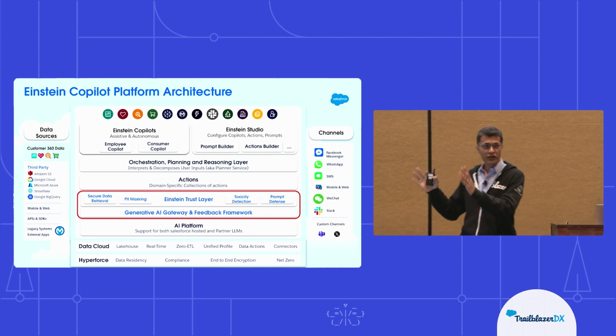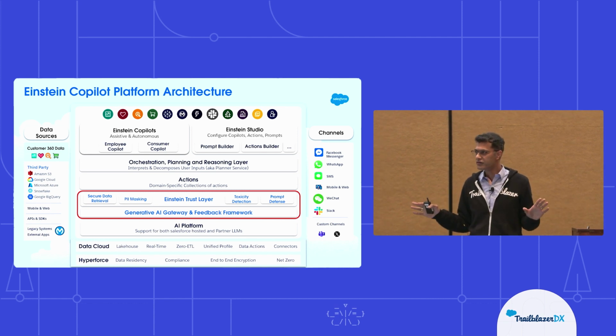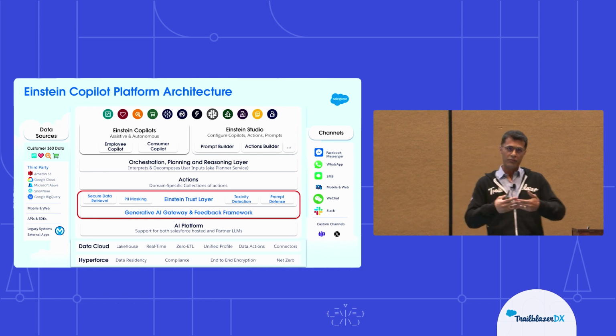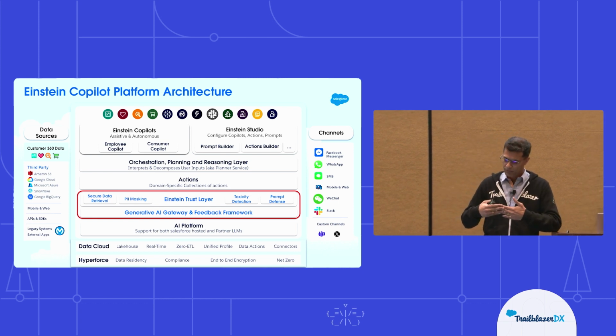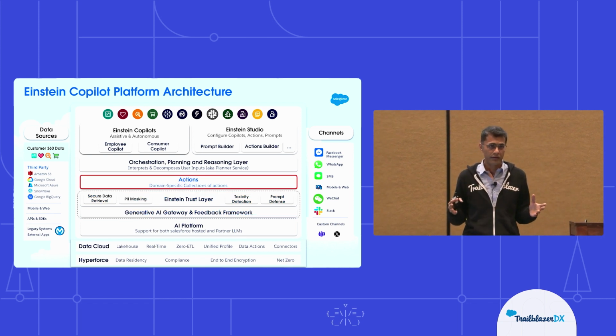OK, so this foundational services layer that you have seen is common to all the generative features, the Sales GPT and the Service GPT. And it also lays the foundation which helps Einstein Copilot as well. Now let's talk about the layers that are specific to Einstein Copilot. Let me first start with actions.